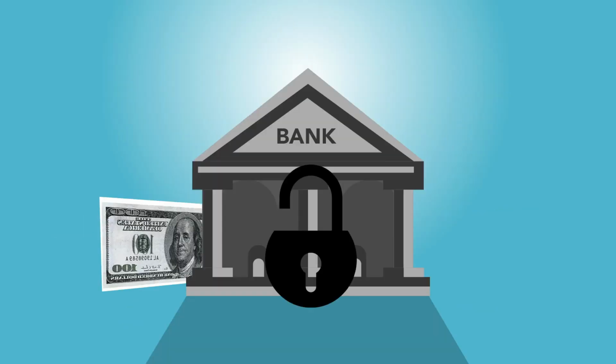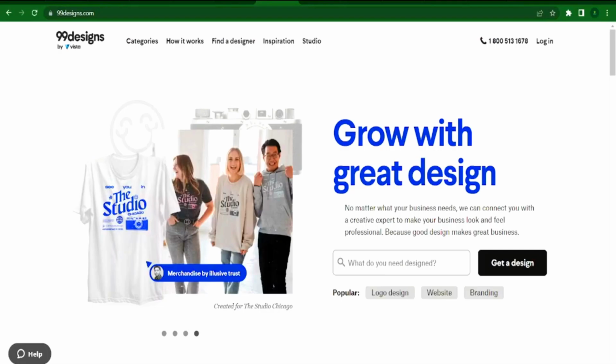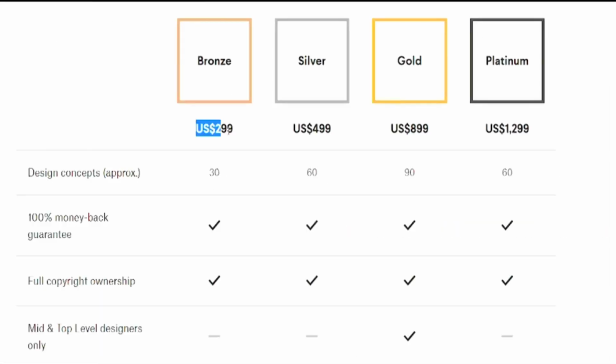After you finished all your patterns and you check 99designs.com, you have to make your patterns for sale, and by selling 30 designs you will earn $299. By selling 60 designs you will earn $500. By selling 90 designs you will earn $900.